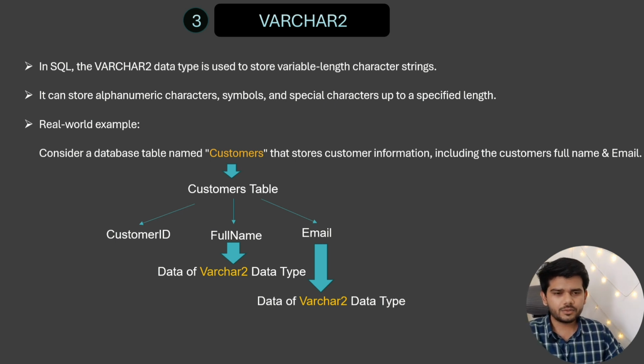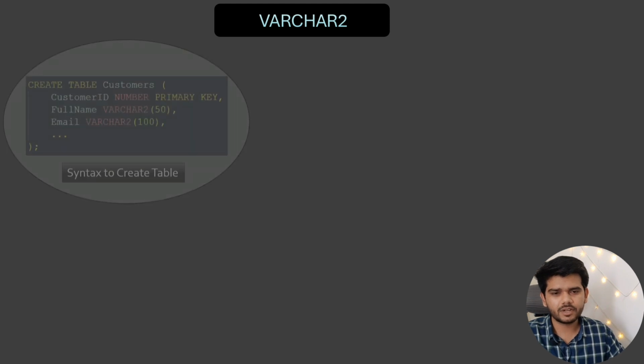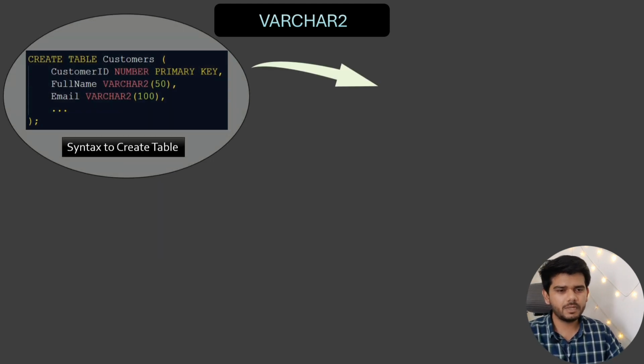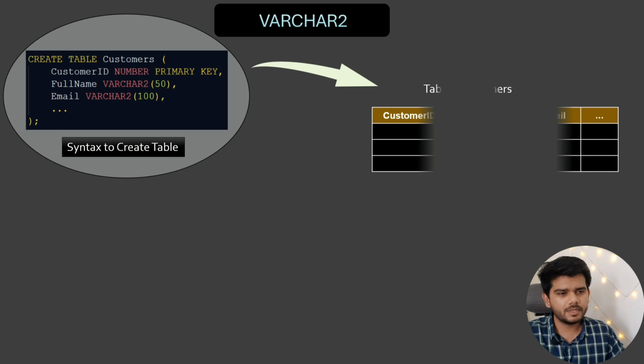Let's understand the Varchar2 data type using a real world example. Consider a database table, that is the customer table, that stores customer information including the customer's full name and email ID. The full name and email ID could be represented as Varchar2 data type. First we'll create the customer table using this syntax, and after execution of this syntax we'll be able to see the table structure like this.